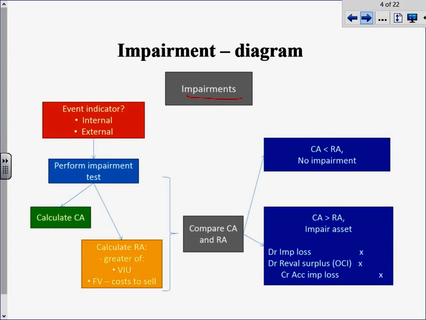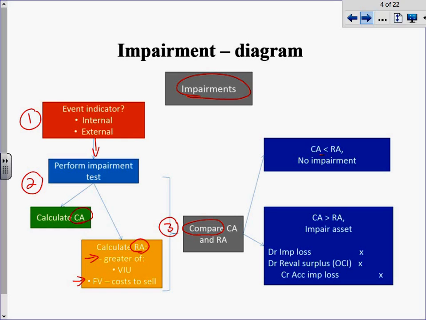Let's just refresh a bit of the detail for impairments. So first, you look for an indicator of impairment, an indicating event, right? If that happens, and you find one, either internal or external, you will then perform an impairment test, which means you will calculate the carrying amount, calculate the recoverable amount, which is the greater of value in use or fair value minus cost to sell. You calculate that, and compare the carrying amount and recoverable amount. So those are two steps. Perform impairment test. Okay. Compare the carrying amount and recoverable amount.